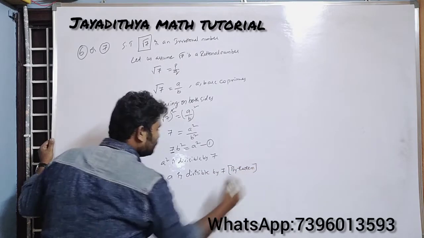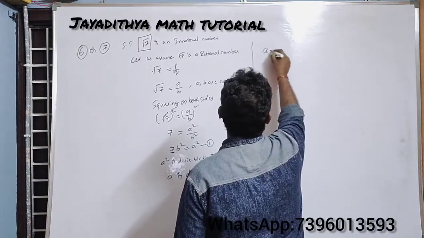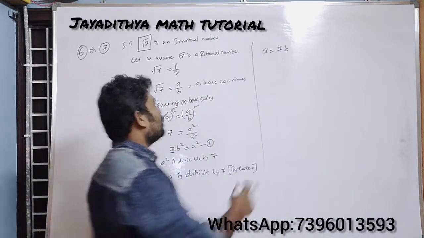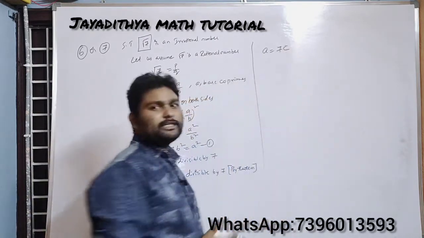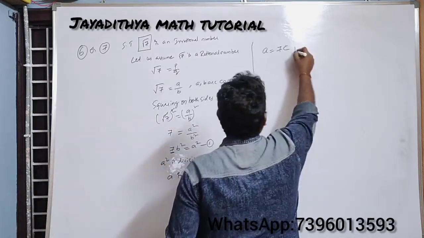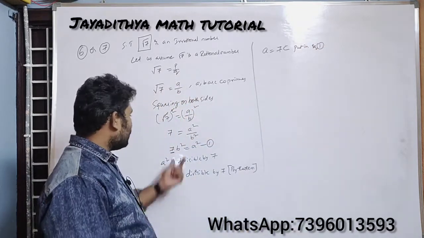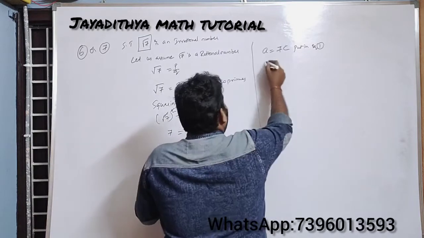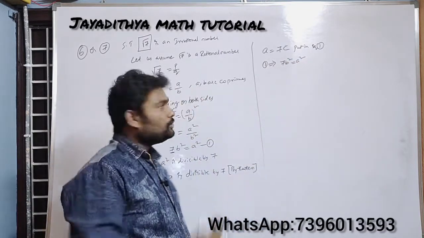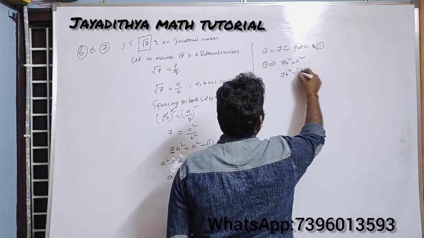If a is divisible by 7, what happens? You can write a as 7 into some other number, that is 7c. A is equal to 7c now. So you substitute a is equal to 7c in equation 1. What is our equation 1? That is 7b square is equal to a square. So this becomes 7b square is equal to 7c whole square.